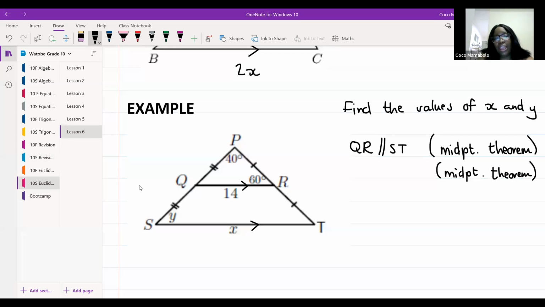Anybody else got any idea? Okay, remember the midpoint theorem comes with two conditions. One of them is that QR and ST are parallel. What is the other condition? Yes, Tiana. Ma'am, I think it was over sides, like the sides being equal, so maybe like PR is equal to PT maybe.